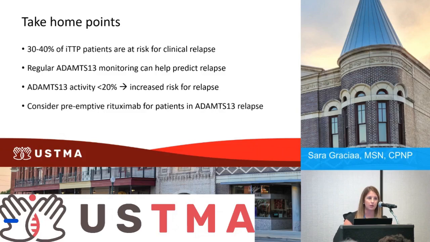Persistently low levels, which we define as less than 20%, may identify patients who are at increased risk of relapse. And this is especially true for patients who've had a prior relapse. We would definitely recommend or consider at least preemptive rituximab for patients with a severely low or downtrending ADAMTS13. So we don't want to wait for a clinical relapse to occur before intervening.